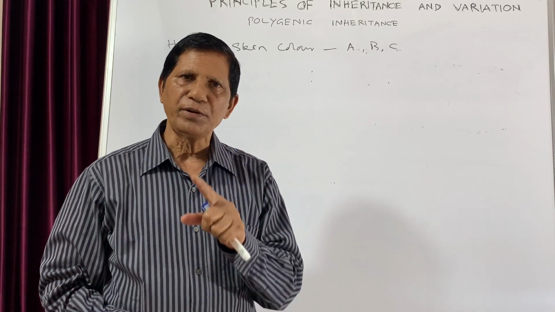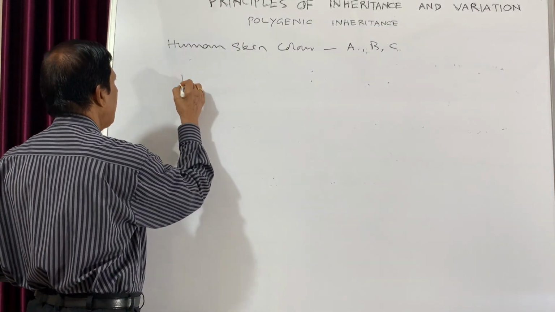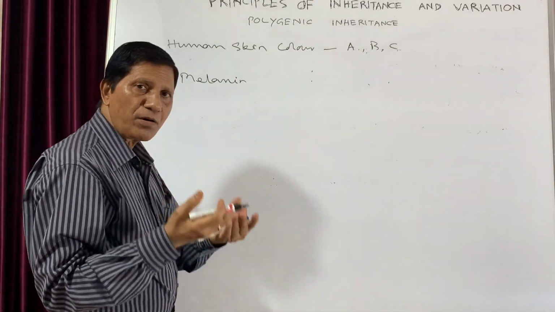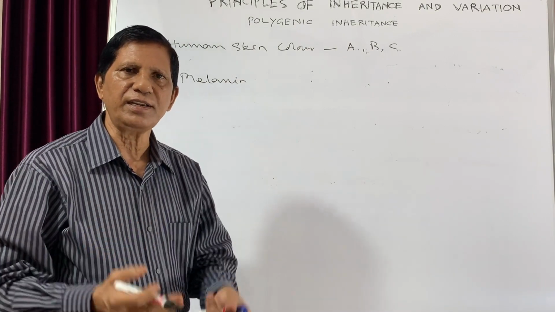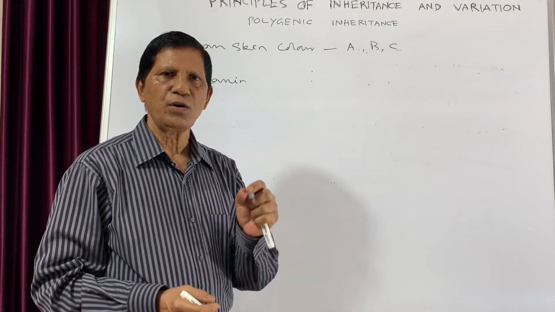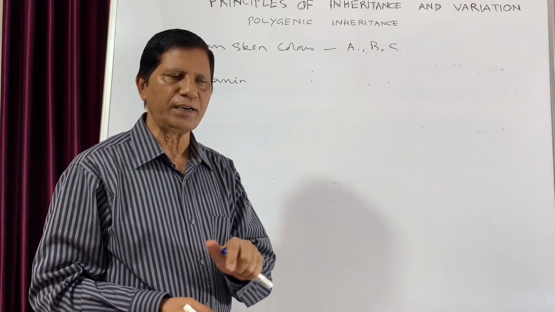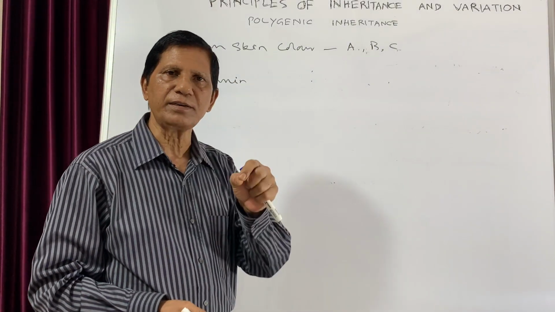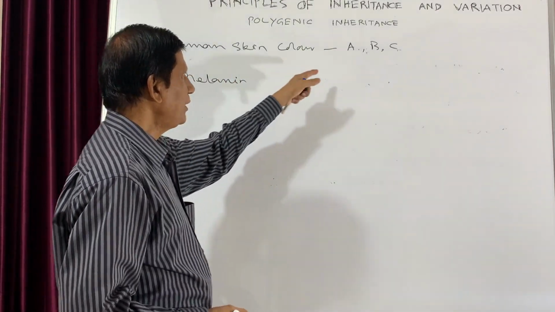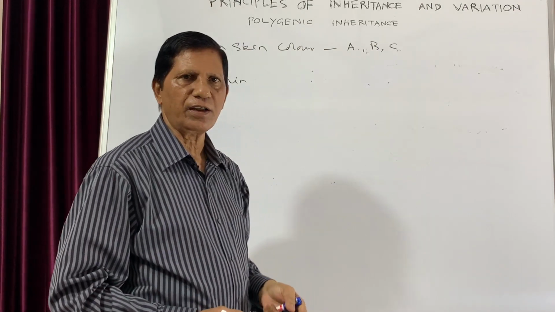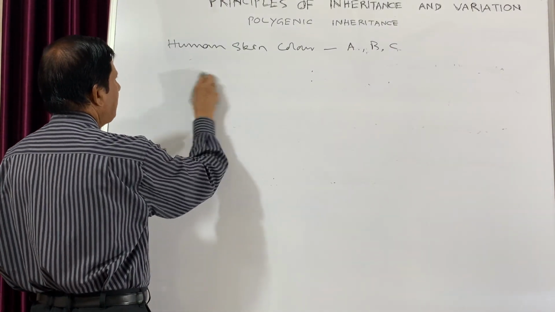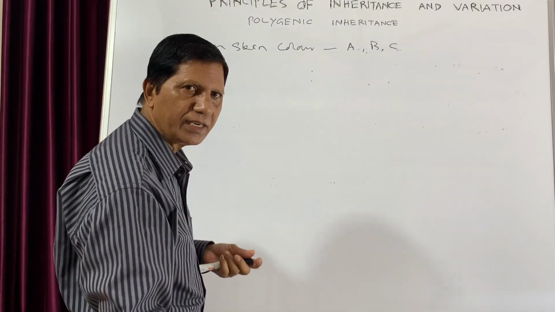Usually for the skin color of human beings, the pigment is melanin. Now the greater the amount of melanin, the darker the person is. And the less the amount of melanin, the person will be white. That means whether a person will be black or white depends upon how much melanin is present in the skin. So if all these 3 genes are responsible for human skin color, now let us take 2 examples. Suppose we take a very black person, like a Negro.